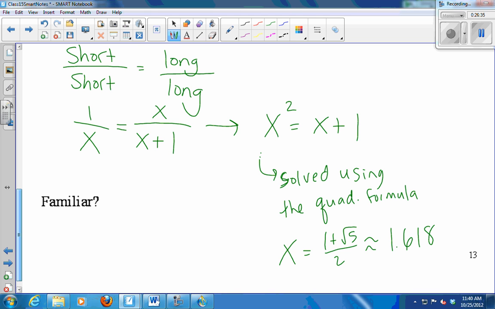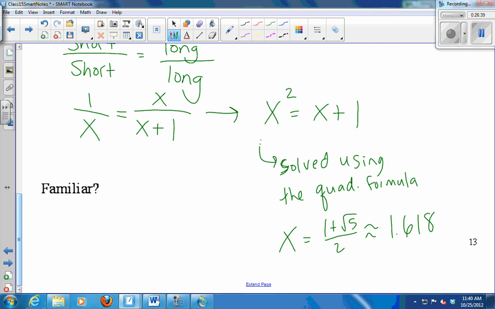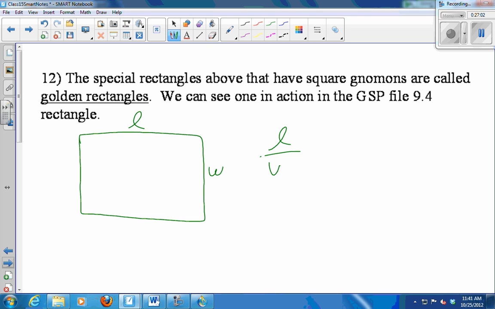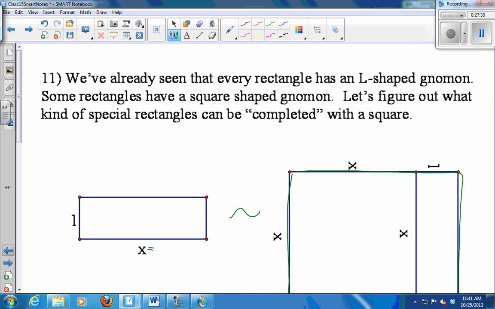So the moral of this example is that only certain kinds of rectangles have square gnomons. And that is a golden rectangle. So the special rectangles above that have square gnomons are called golden rectangles. A golden rectangle is one where length divided by width is phi. Or width divided by length, doesn't matter. Long side divided by short side has to be phi to make a golden rectangle. And these are the only kinds of rectangles that have square gnomons. So in my rectangle up here, x turned out to be 1.618. So the length divided by the width, 1.618 over 1, is in fact 1.618, the golden ratio.